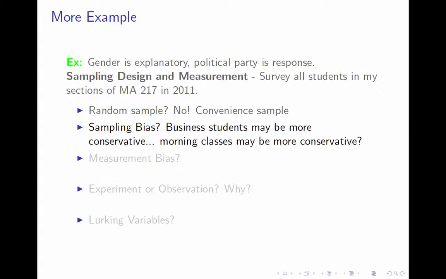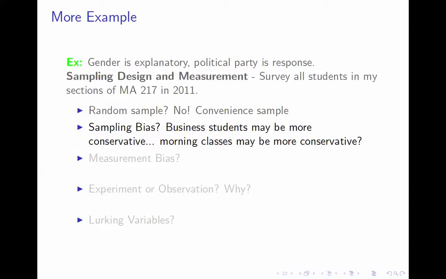All right, one group that I know is more likely to be in Math 217 is business students. So I have to identify that's a group more likely to be chosen. I need to identify a direction in which they would shift the response variable, which is the political party. I am going to guess that business students are more likely to be conservative than general Fairfield U students. That fits at least the stereotype of business students.